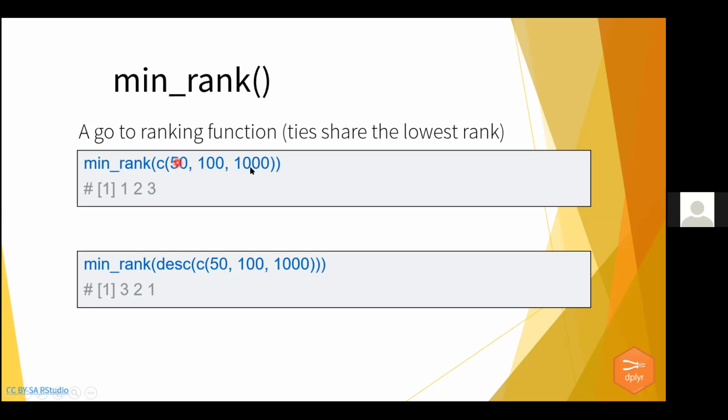But if we want rank 1 to be assigned to 1000, the reverse of this one, then we have to use the descending function here. Descending function reverses it: 50, the lowest value, gets the highest rank 3, and 100 gets 2, and 1000, the highest value, gets 1. So min rank can assign the ranks in ascending order or in descending order. The first one was ascending order, and here it is descending order. But for descending order, we have to use one more function along with it. Min rank will not be changed to any other function. Min rank will be the same, but the descending function will be used along with this.